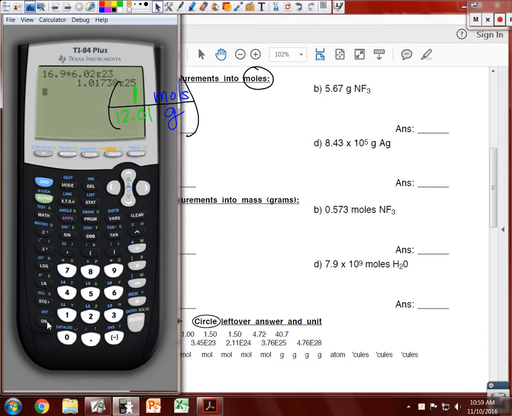Help me out. What is it? What's the number behind it that I can't see? 56.7 divided by 12.01. Okay? So there's your answer.